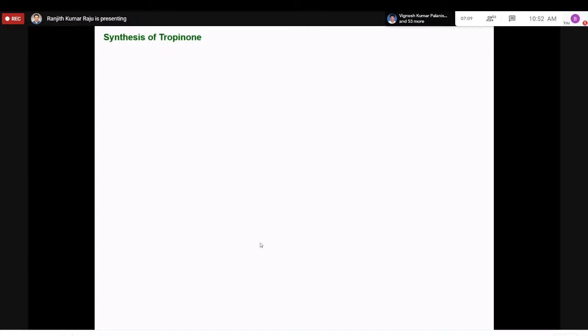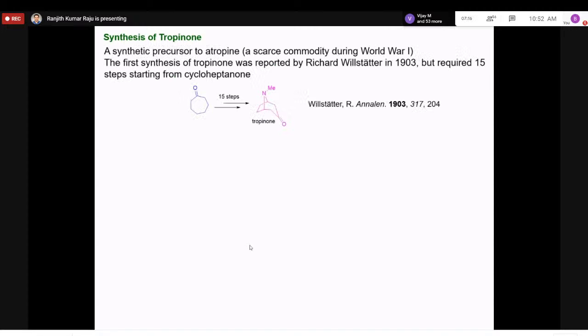So this is again a classical example for domino reaction. And this Mannich reaction was very helpful in the synthesis of tropinone, which was a very important drug in World War I. So initially, this tropinone was synthesized. The tropinone was actually the intermediate for atropine. So this tropinone was initially synthesized by Richard Willstätter in 1903, but it required 15 steps.